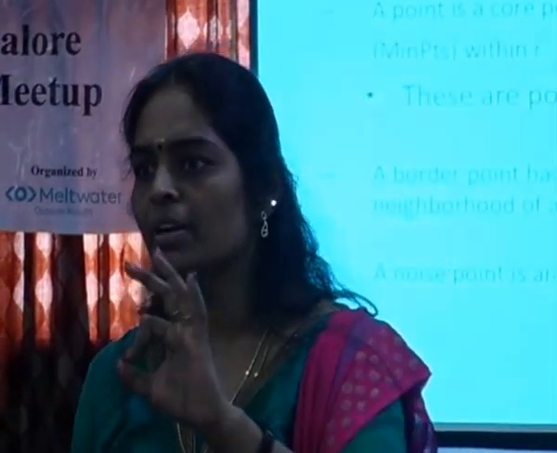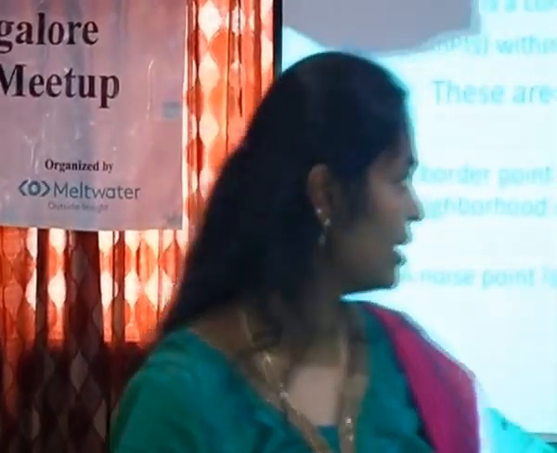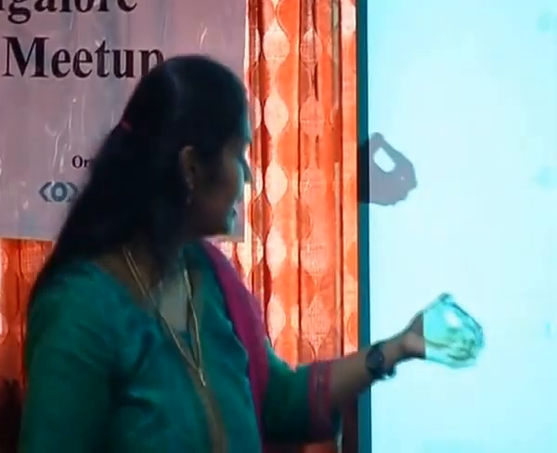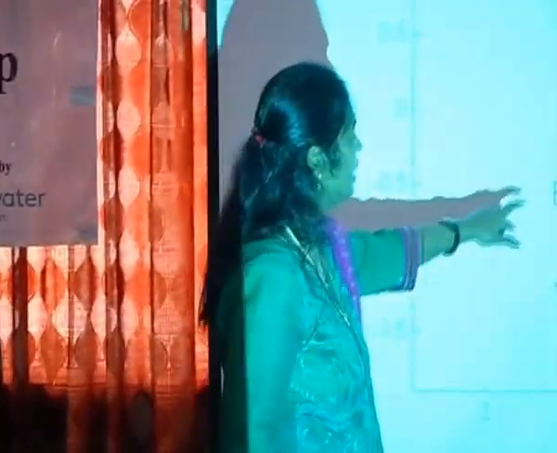A data point may fall into either a border point, a core point, or a noise point. Every data point we will be able to characteristically represent as a border point, core point, or noise point.